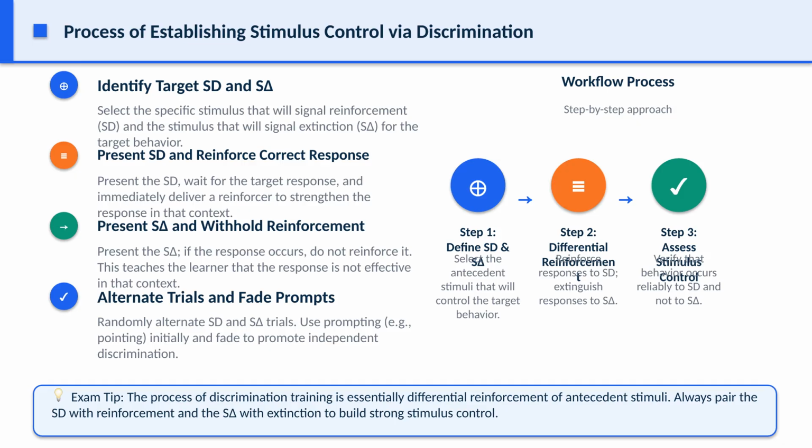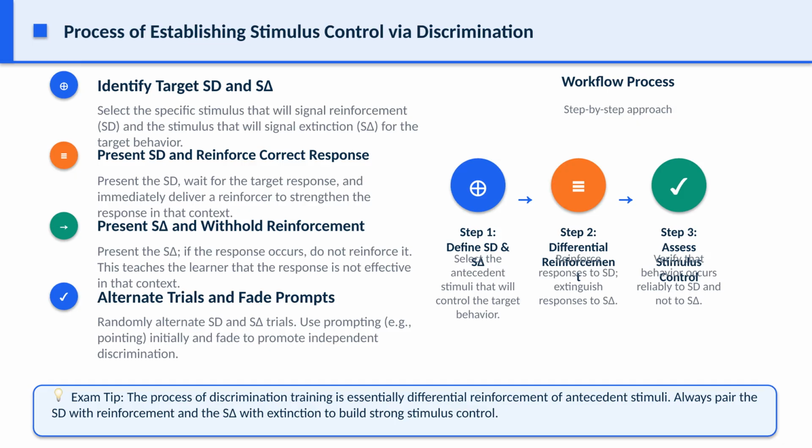When you present the SD, you wait for the correct response and immediately deliver a reinforcer, strengthening the behavior in that context. Then, when you present the S-delta, you withhold reinforcement entirely, even if the response occurs. This teaches the learner that the behavior is not effective under those conditions. You then alternate SD and S-delta trials randomly to prevent pattern learning, and you initially use prompts, such as pointing or modeling, to guide correct responding, systematically fading those prompts so the learner responds independently to the SD alone.